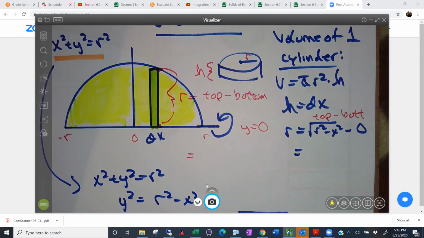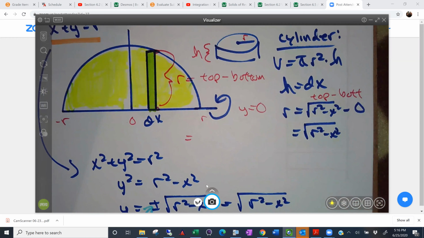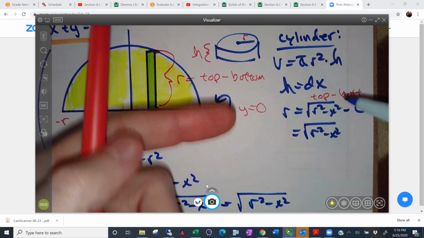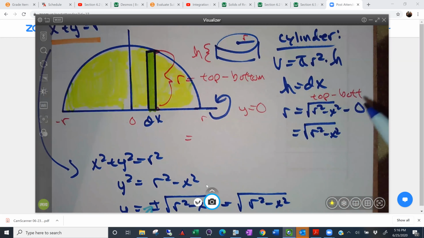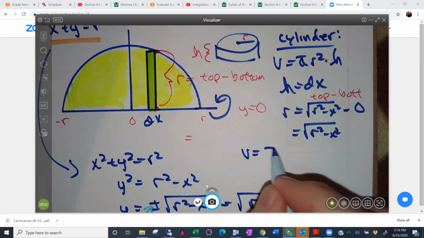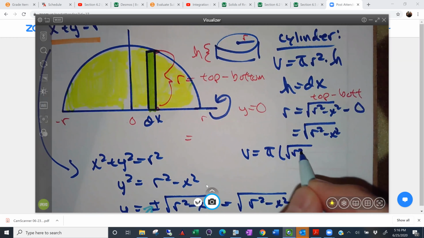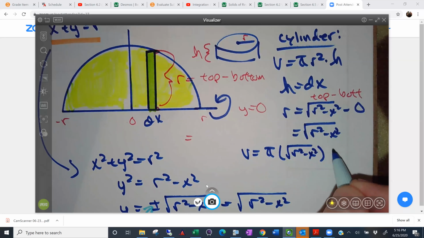So I just get r squared minus x squared, or the square root of r squared minus x squared. Perfect. Let's put these two things together to find the volume of one cylinder. So that's going to be V equals pi times the square root of r squared minus x squared, squared, times dx.